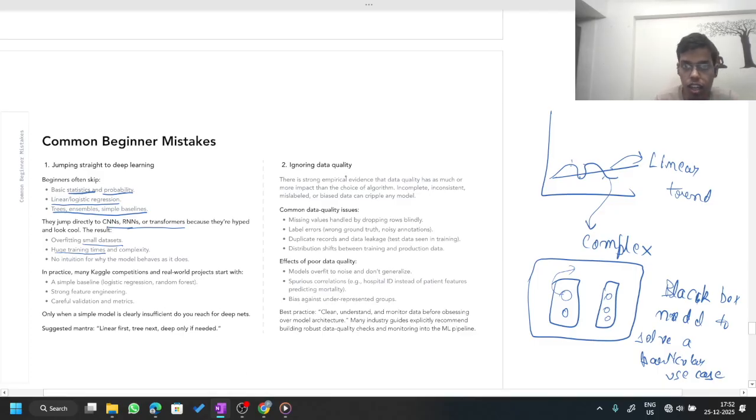And then ignoring data quality again. If your data is inconsistent, biased, then it can cripple any model. Data is the most important thing before even thinking about the model.